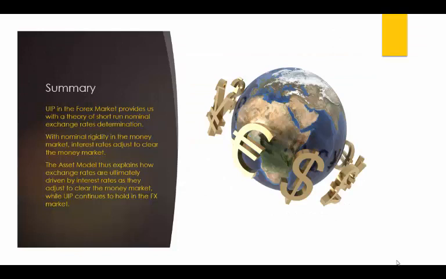So let us summarize what we have learned from this lecture. The UIP condition holding in the foreign exchange market provides us with a theory of short-run nominal exchange rates. The short run or spot exchange rate can be determined once we know the future rate and the nominal interest rates of the countries in question. We have provided full models that determine these. The monetary model and PPP will give us the future rate, and adjustments in the money market in both countries will give us the nominal interest rates.